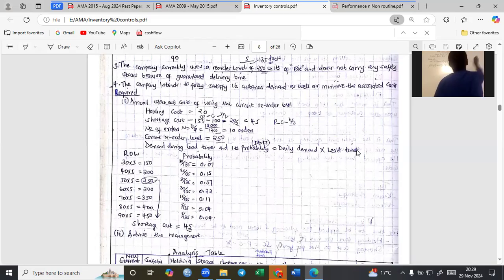Number 4, the company intends to fully satisfy its customers' demand as well as minimize the associated cost. Required: number 1, calculate the annual stock out cost of using the current reorder level. Number 2, advise the management.